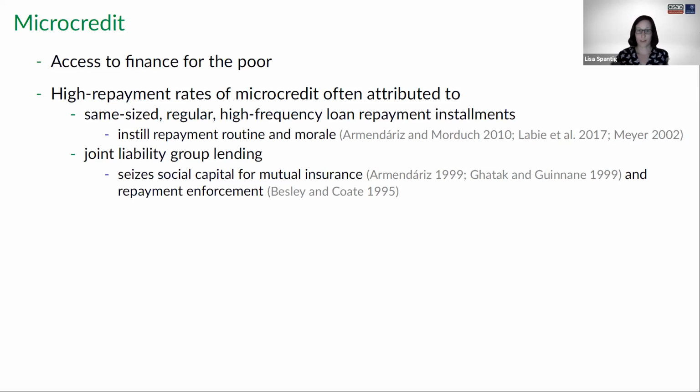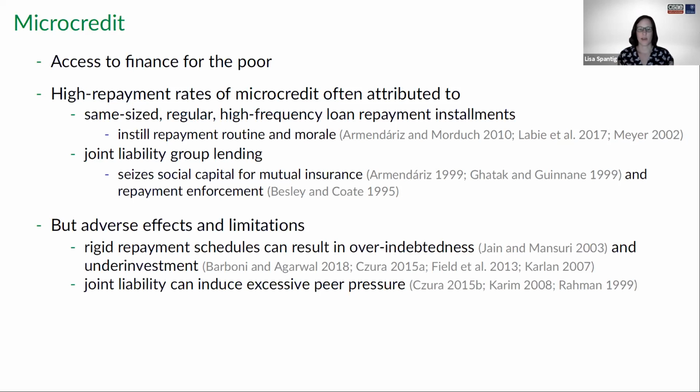So that looks all very nice, but more recently, both of these features have actually been criticized. So the rigid repayment schedules are incompatible with fluctuating incomes, right? So if you always need to repay £5 and you face a substantial variation in how much you actually earn, that can result in over-indebtedness and or underinvestment.